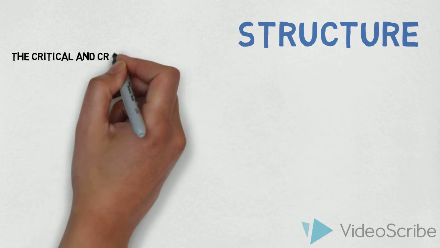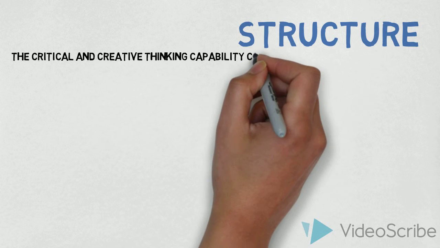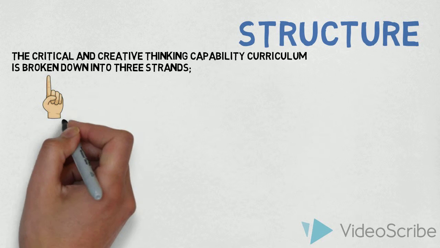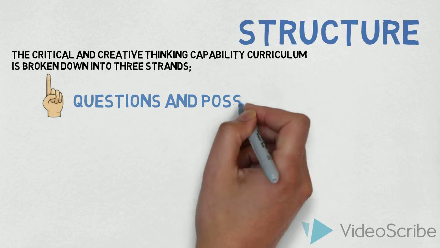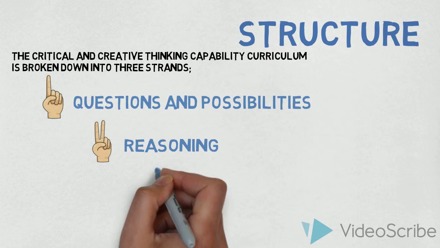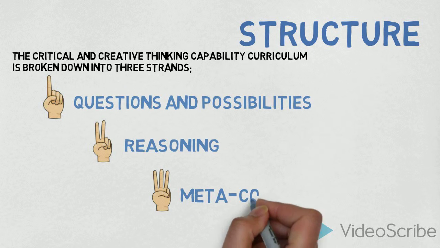The critical and creative thinking curriculum is broken down into 3 strands. The first strand is questions and possibilities. The second strand is reasoning, and the third strand is metacognition.